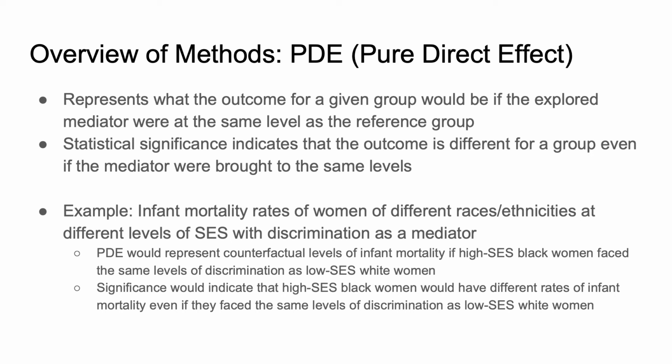The first output described, the pure direct effect, or PDE for short, is a measure of what the outcome for any one group would be if that group experienced a mediator at levels equal to that of a reference group. In the context of the example of infant mortality, this would be represented as the level of infant mortality that would be expected in high SES black women if they, as a group, experience the same amount of discrimination as low SES white women. If statistical testing of PDE showed significance, this would indicate that high SES black women would have different rates of infant mortality, even if their levels of discrimination were equalized with those of low SES white women.